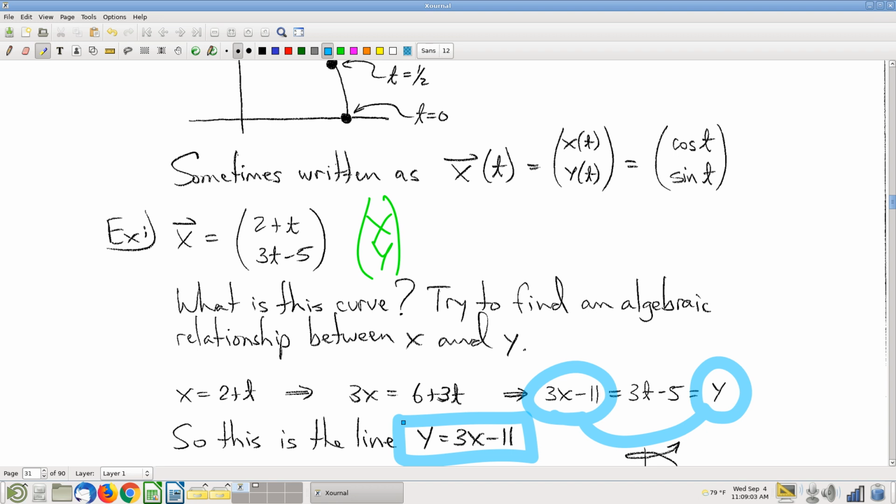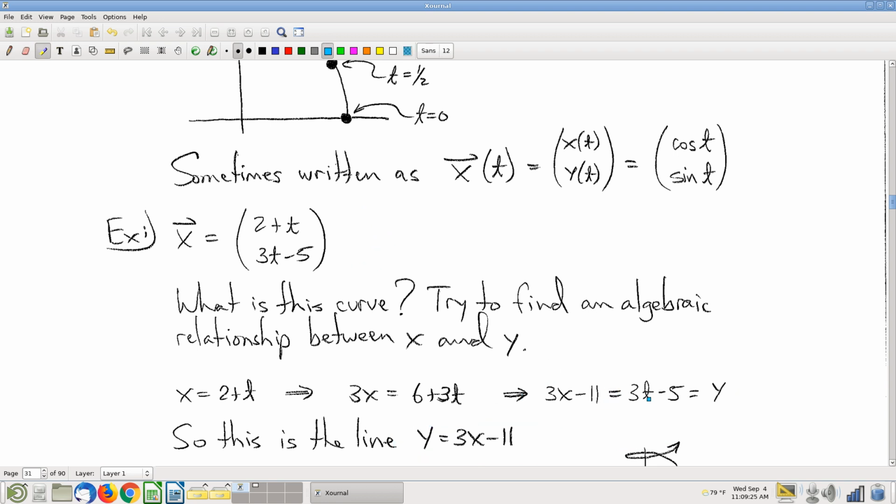Yep. Can you do the same thing where you assume y equals 3t minus 5 and then manipulate the x side? Yep, totally. No problem. There's no single way to do this. My instinct is that I tend to prefer multiplying to dividing, but you could totally do that. Okay. All right. So we've got a line.